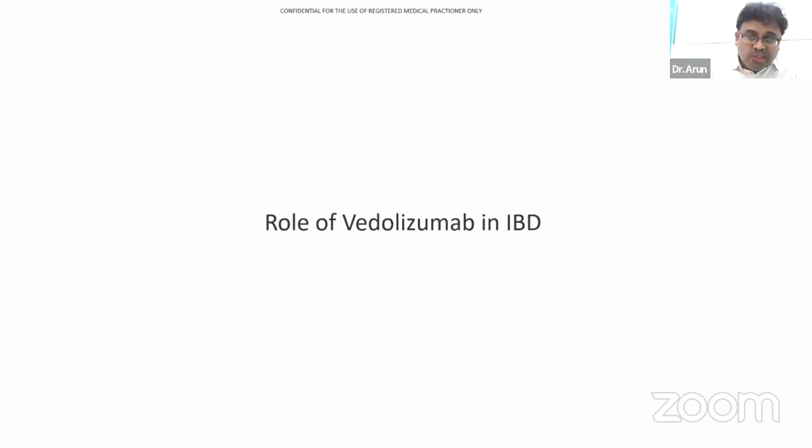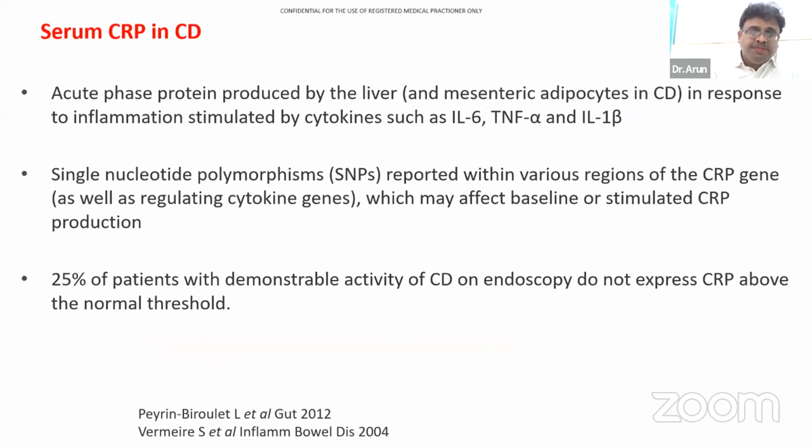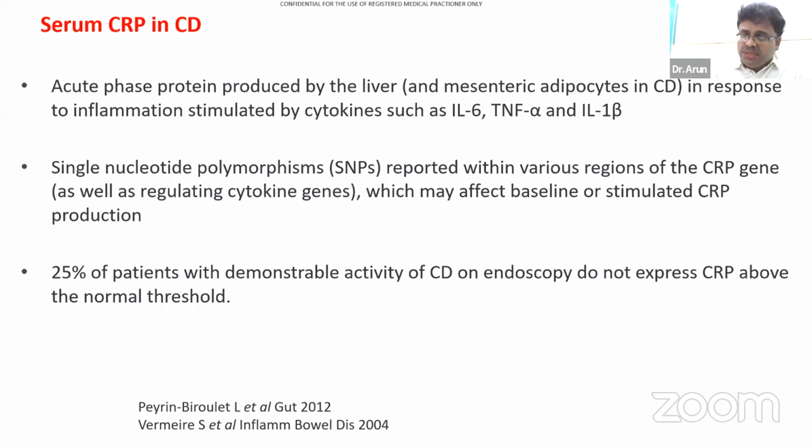So what is the role of vedolizumab in inflammatory bowel disease? There are 3 markers you need to look at: CRP, ESR, and calprotectin. CRP is an acute phase reactant, predominantly produced by the liver. There are various polymorphisms within the various regions of the CRP gene, which may affect baseline or stimulated CRP production. So 25% of the population with demonstrable CD activity on endoscopy do not express CRP above the normal threshold limit, which is the cutoff mentioned in the guidelines.